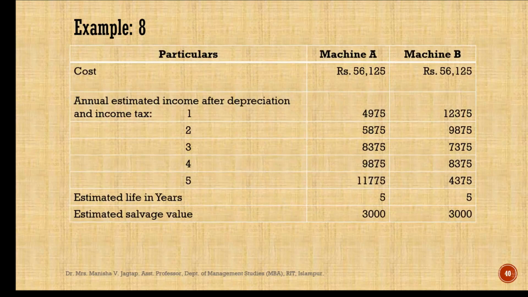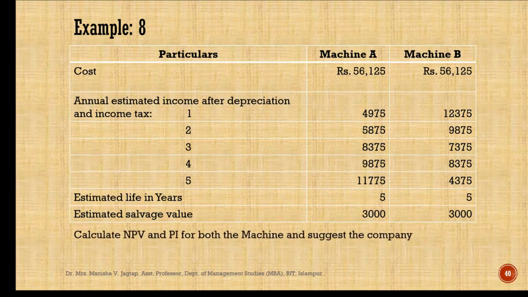Let us see another example, concerned with machine A and machine B. The cost is the same for both machines, rupees 56,125. The next information given is income after depreciation and income tax. For 5 years, data is given for both machines. Then the estimated life in years of both machines is 5 and the salvage value is 3,000.